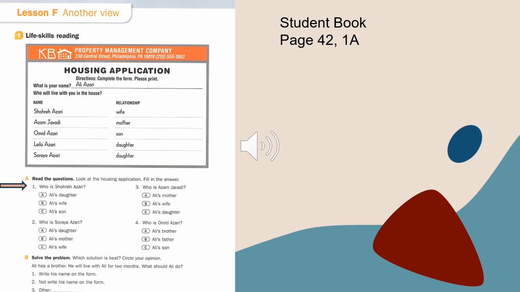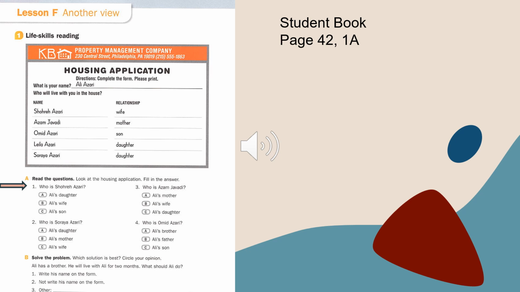Now that we have reviewed the housing application and who is going to be living with Ali in the house, let's do A. We have to read the questions, but then we look at the housing application to answer it. It says, who is Shora Azari? And I have to look up there. Who is Shora Azari? Well, it looks like she's his wife, so I circle wife.